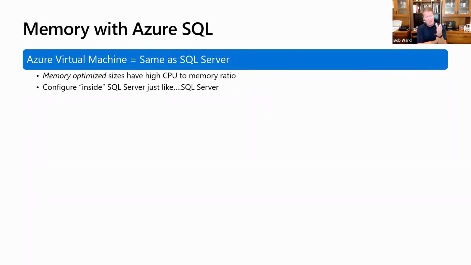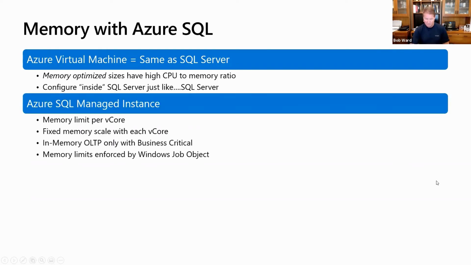But notice this, we have memory optimized sizes here. So you have the ability to choose how big you want your VMs based on your choice of Azure Virtual Machines, whether it's running on Linux, Windows, doesn't really matter. But inside the VM, configure SQL Server just like it is SQL Server. For Managed Instance, this is a little different. It's a managed scenario, right? So we limit memory per vCore, and it's a scale. It's a fixed memory scale with each vCore you add.